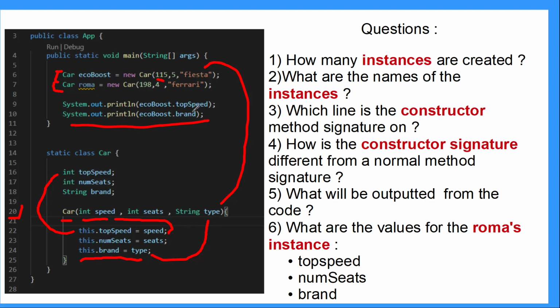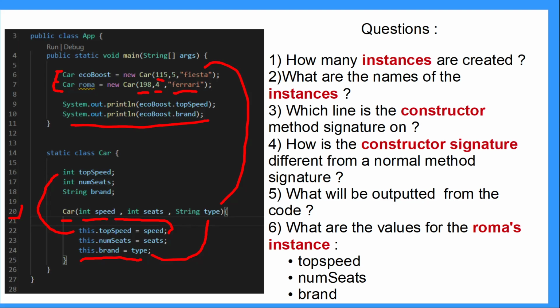What are the values for the Roma instance? What are their properties? Well, we have 198 for the top speed. We have the number of seats, we have 4 seats, and we have the Ferrari brand. So hopefully you've got all the answers right. Hopefully it makes sense. If there are any issues, leave a comment or a question and I'll try and answer it.